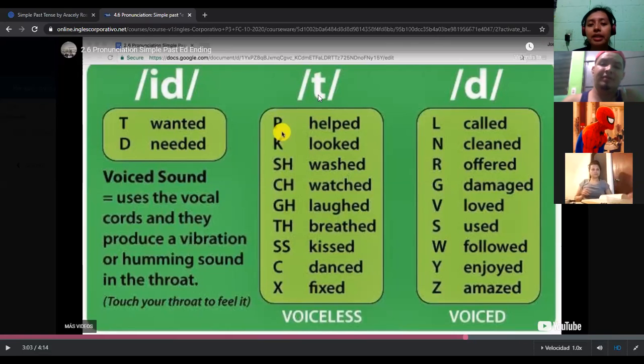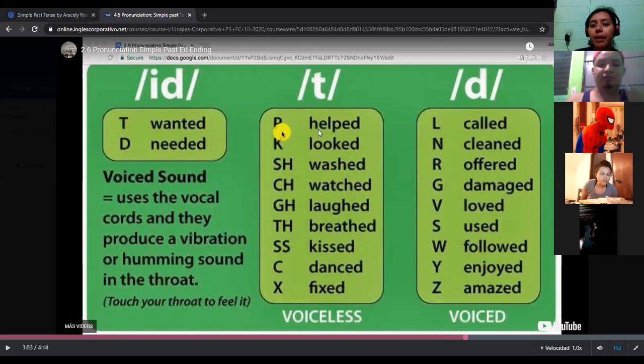Vamos con los siguientes, que son los voiceless sounds. Para los verbos que terminen en estos sonidos, el ed va a tener el sonido de una t. Por ejemplo, tengo helped, looked, washed, laughed, breathed, kissed, danced, fixed. Okay. Si ustedes se dan cuenta, el ed viene a tener al final el sonido de una t.